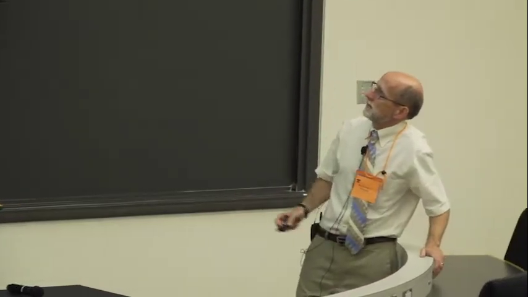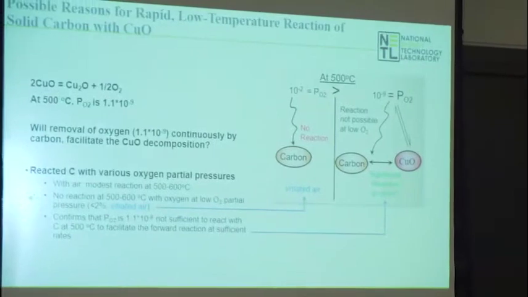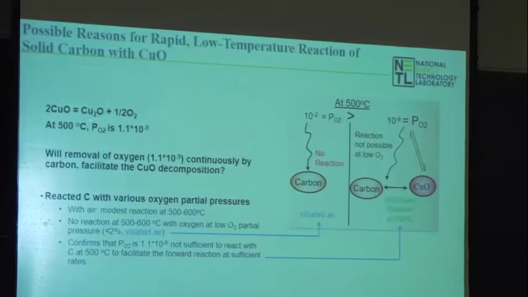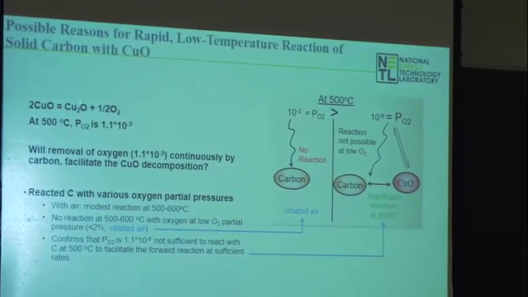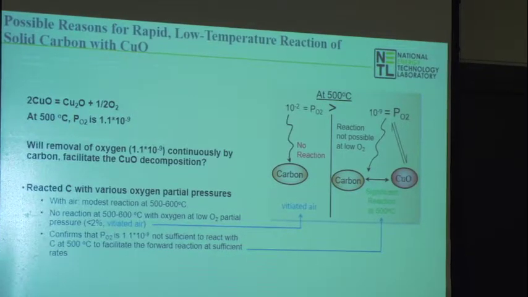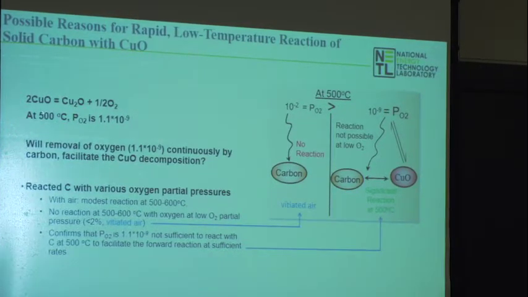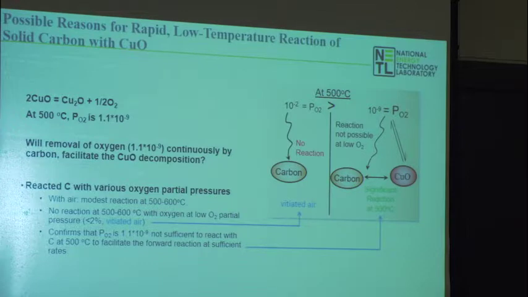So what we did is we went back into the lab on a TGA pan. We said, well, let me go back to my Ellingham diagram and take a look at copper going to cupric oxide and releasing its oxygen. At 500 degrees C, I can go look up in that book, what is the partial pressure of oxygen?